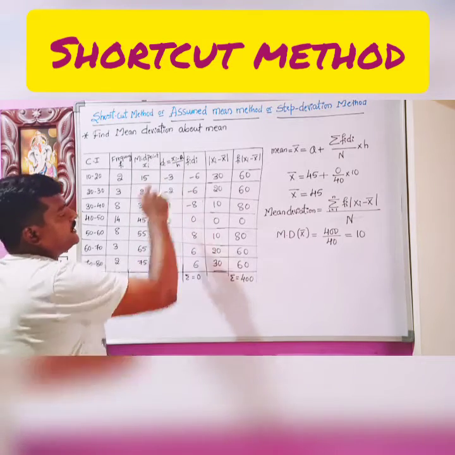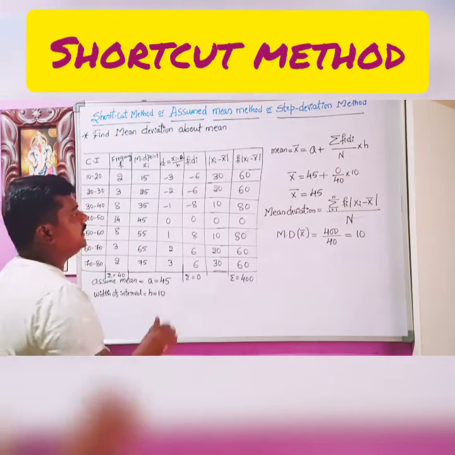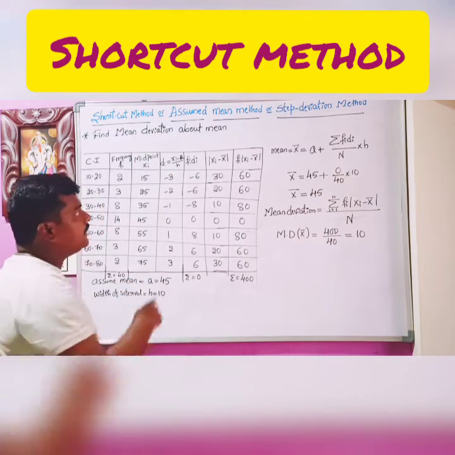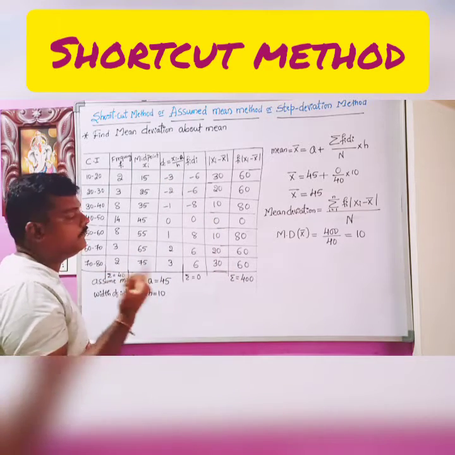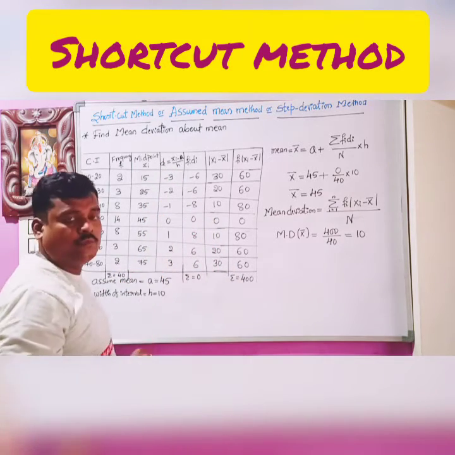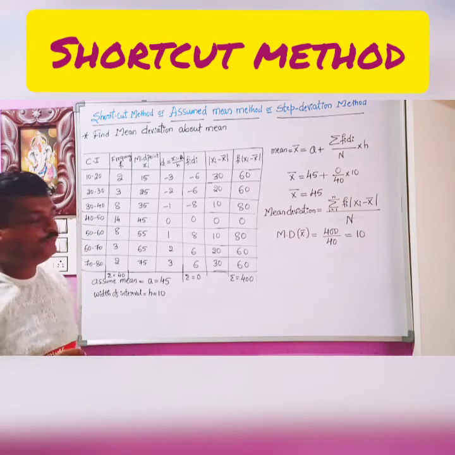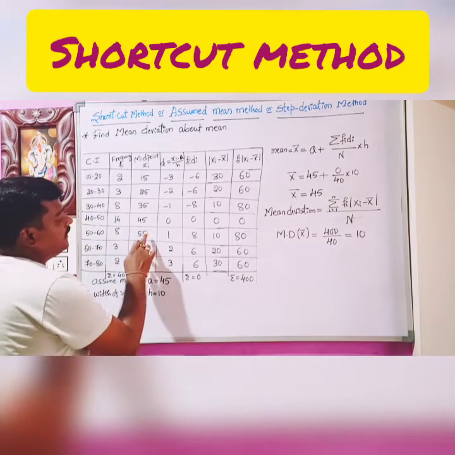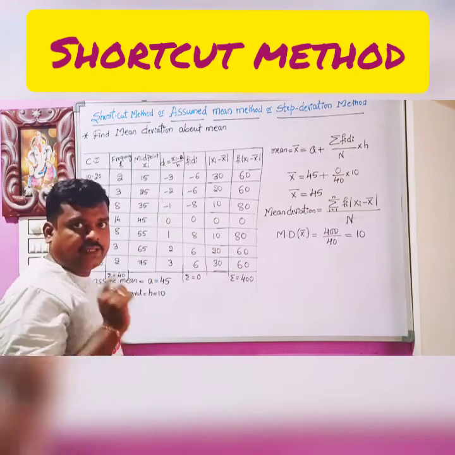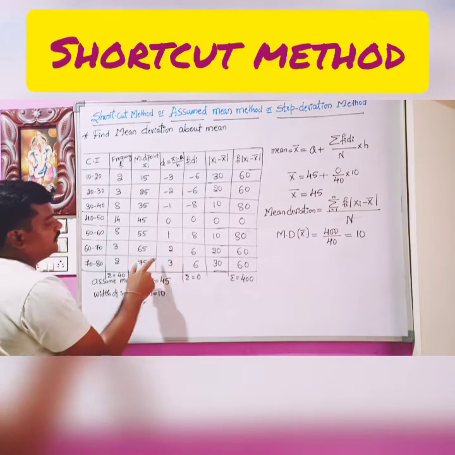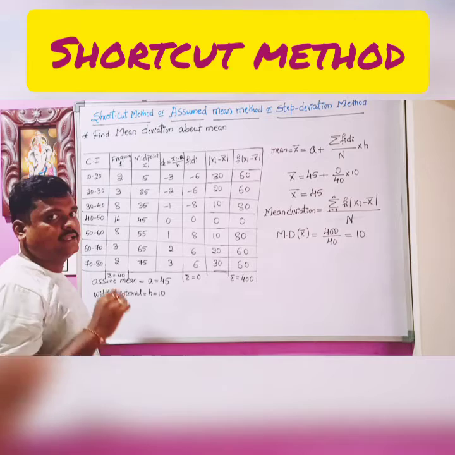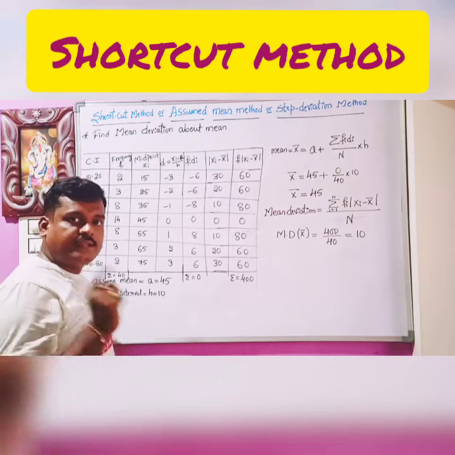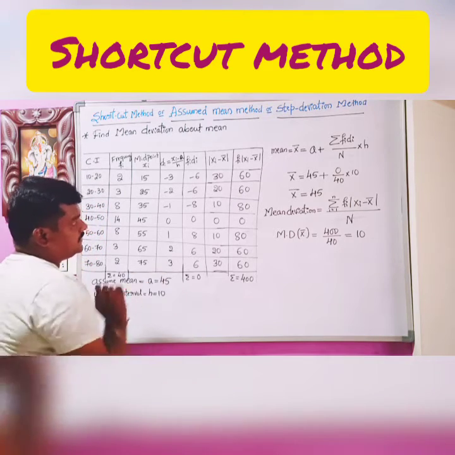Similarly, 25 minus 45 is minus 20, divided by 10, it is minus 2. Like this, 35 minus 45 is minus 10, divided by h which is 10, minus 10 by 10, minus 1. Like this we have to find the value of di. For this, 45 minus 45 is 0, 0 by any number is 0. Next, 55 minus 45 is 10 divided by 10, 1. 65 minus 45 is 20 divided by 10, it is 2. Like that, 75 minus 45 is 30 divided by 10, it is 3.